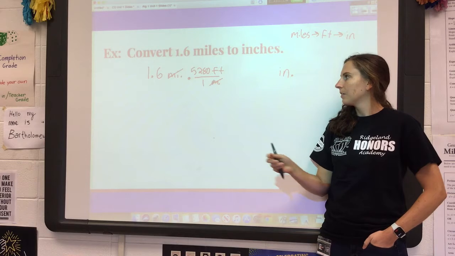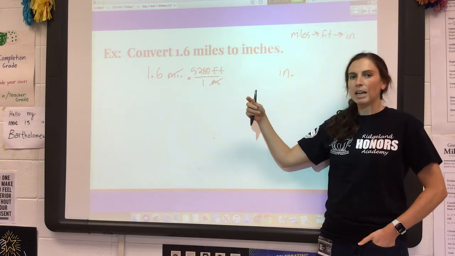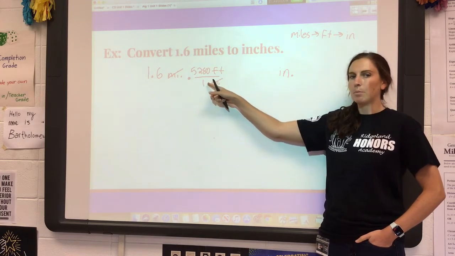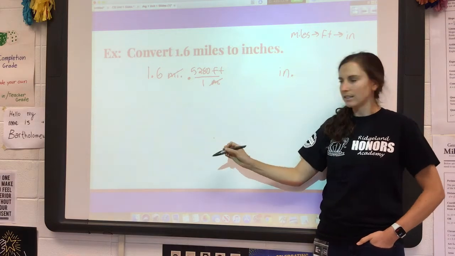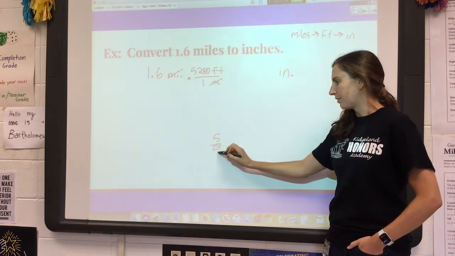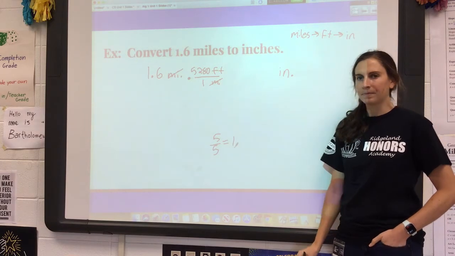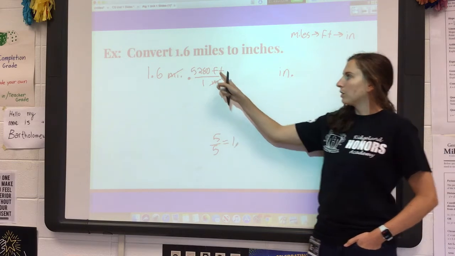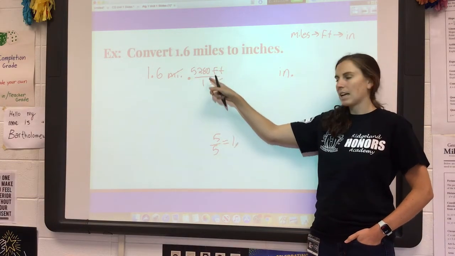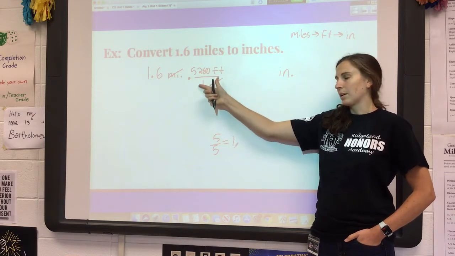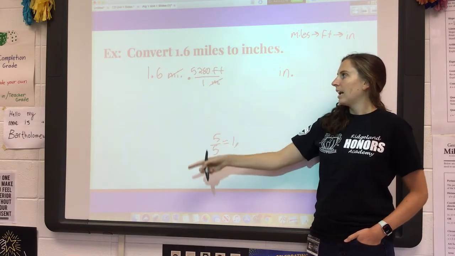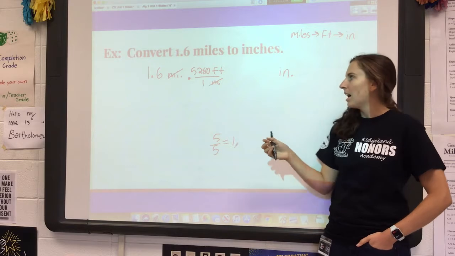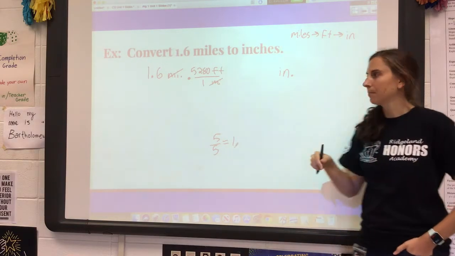Oftentimes people want to know, like, why is this a legal move? Like, why am I allowed to do this? The reason is 5,280 feet is equivalent to a mile. And remember, if you divide anything by itself, like let's say I have 5 divided by 5, that's just a 1. So anytime you have something divided by itself, it's actually just a 1. And so these look different, but they're actually the same amount. And so if I multiply this by a 1, I'm not changing the amount, I'm just changing the units on the amount.